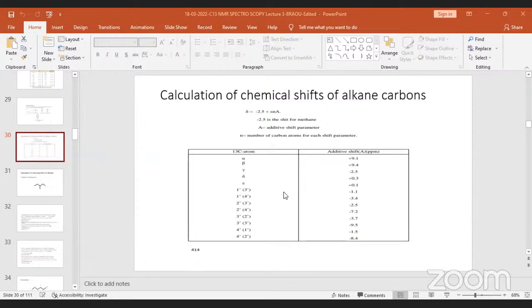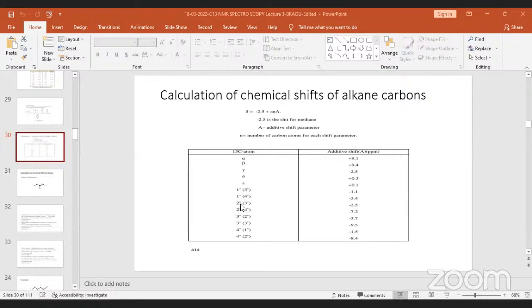This is a table. You need to remember this. Here, the carbon 13 atom that is contributing to the additive shift of this chemical shift, the shift for the carbons under consideration. Suppose alpha additive shift is 9.5, beta 9.4, gamma upfield shift minus 2.5, delta 0.3, epsilon 0.1. If it is a primary carbon attached to tertiary carbon, minus 1.1. Primary carbon attached to quaternary carbon, it is minus 3.4.